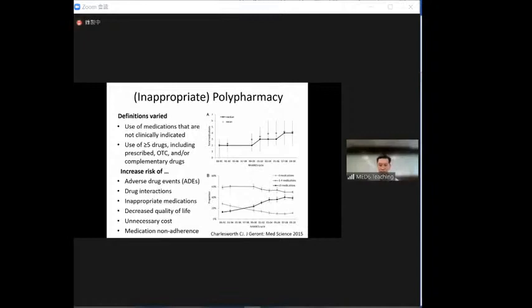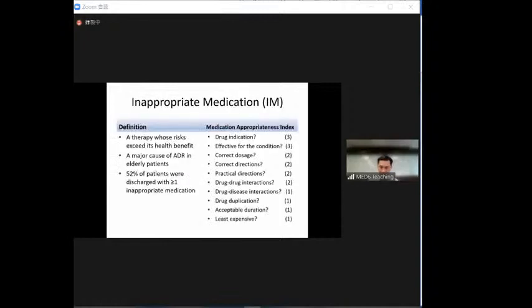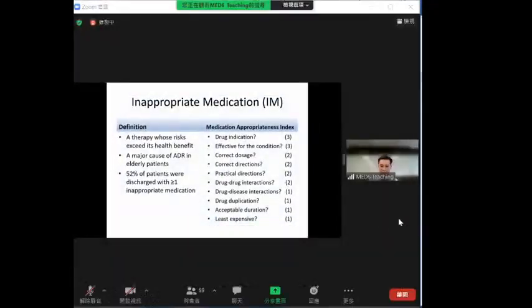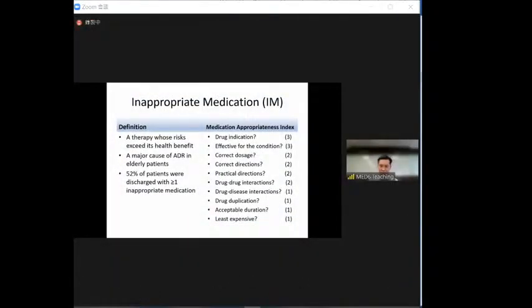That is, the medications without indication or maybe causing harm to the patients and unnecessary, and this is defined as inappropriate. So, what is more important is not only the number of medications, but we would want to see if there's any appropriate indication for the medications to be prescribed to the patients. So one of the indexes would be the so-called medication appropriateness index.